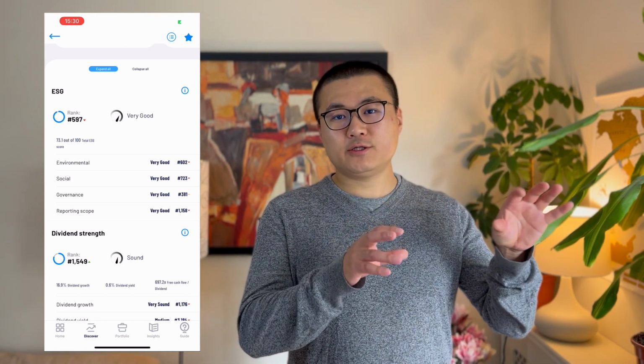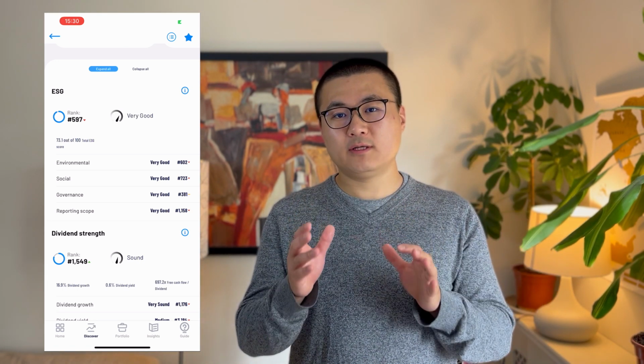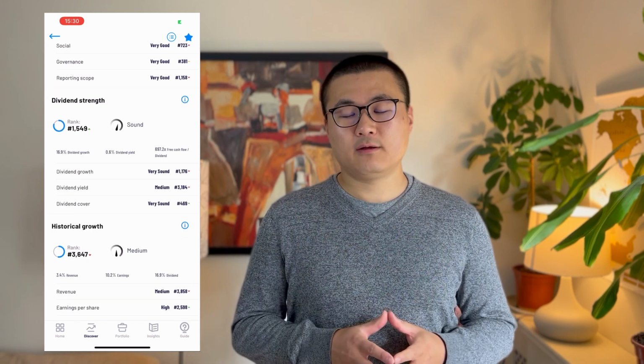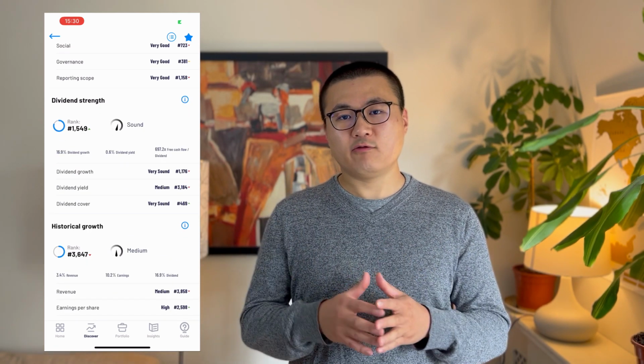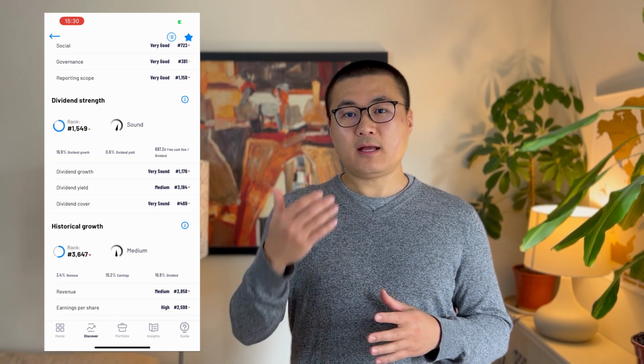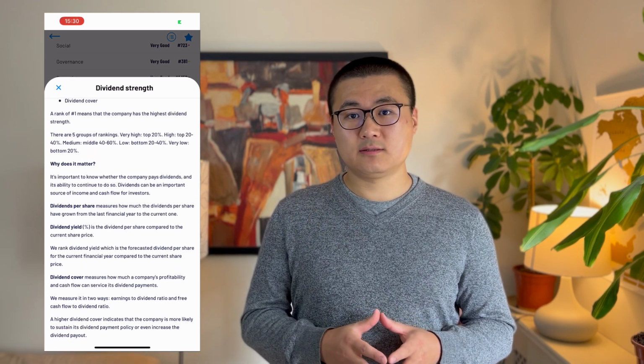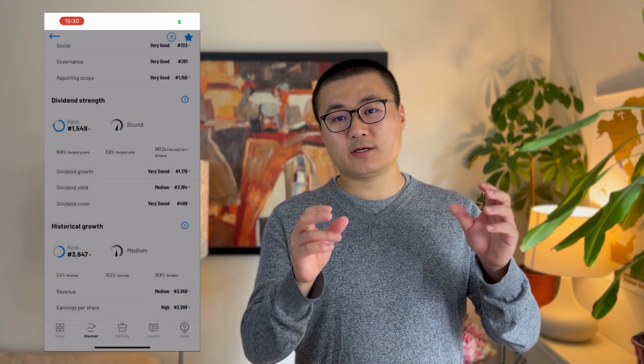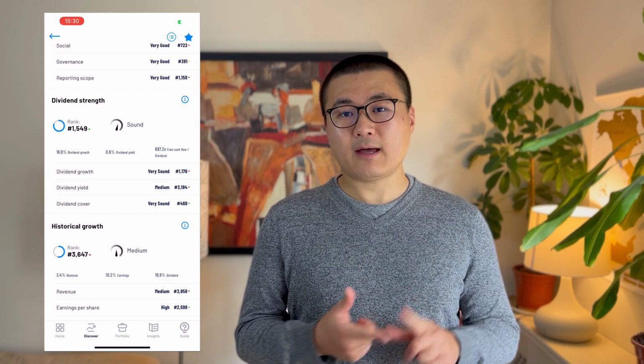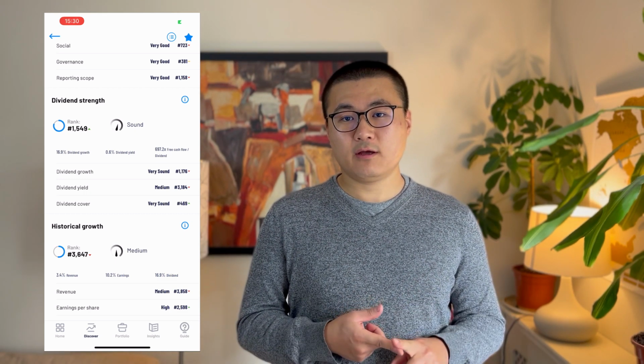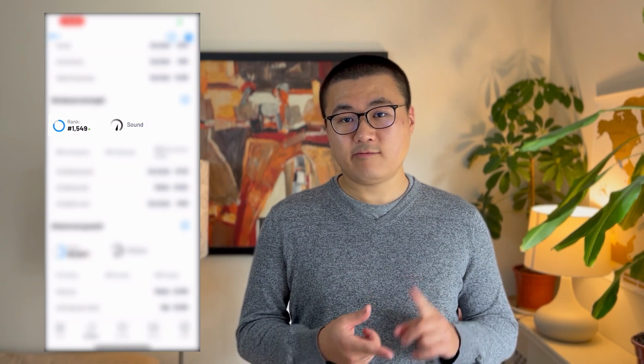And right after the ESG section, you also have a very important section called dividend strength. Now, especially for income investors who value dividends and the amount of income they can get from companies over the long term, this is the section that you should pay a lot of attention to. And for Apple, as you can see, the dividend strength here is sound, ranking 1,559.